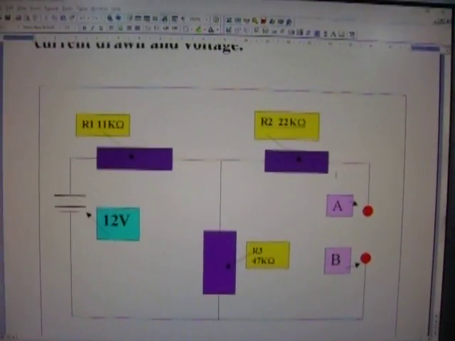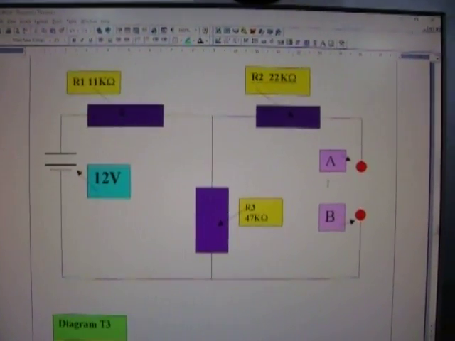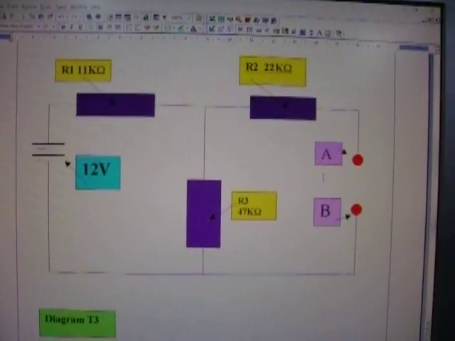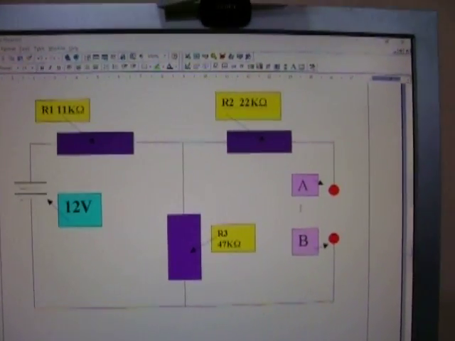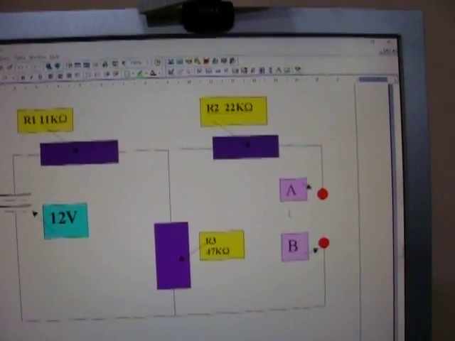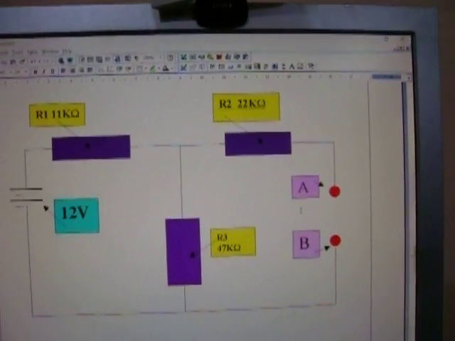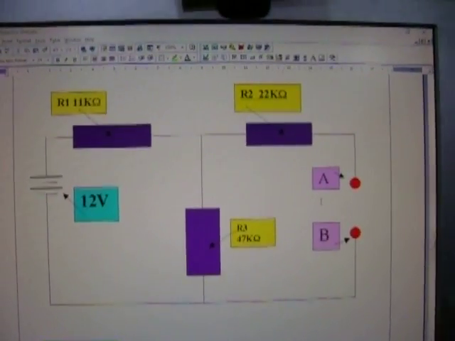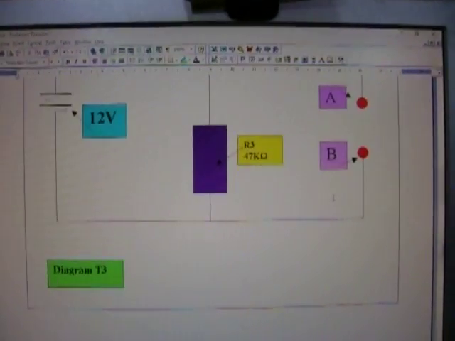Now what I'm going to do is draw a diagram to represent the circuit that I'm talking about and to understand how I need to evaluate the resistors that are in parallel. And again, we know R1 and R3 are in parallel. And this is diagram 3. Okay.